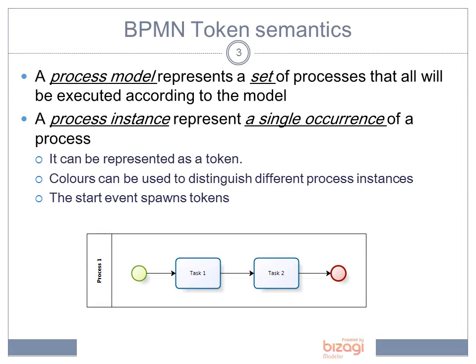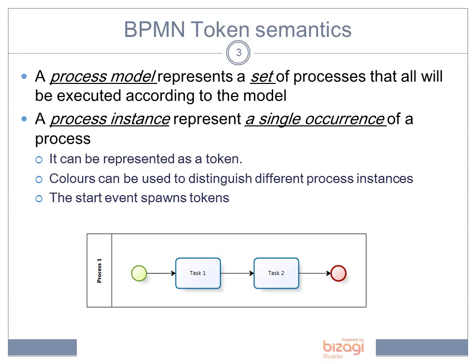In order to understand BPMN semantics, it's important to know that BPMN comes with token semantics. Token semantics is something that comes from Petri nets and that is also used in BPMN. A process model, so a diagram of a process, represents a set of processes, and all these processes will be executed according to the model. A process instance represents a single occurrence of a process.